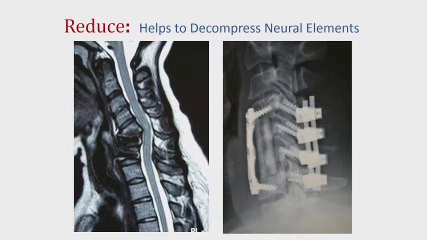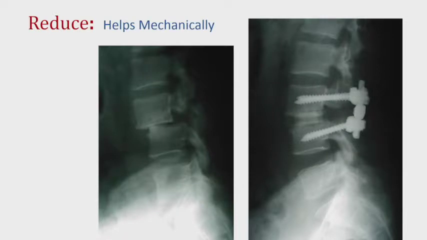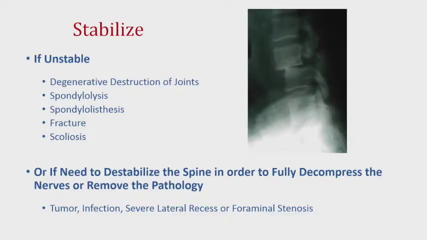You can reduce something, meaning put it back in place. Reduce it, can decompress things. That doesn't need a decompression. It needs to be put back in place. And you can help mechanically by putting something back in place. This guy has a grade 2 spondylolisthesis, bone on bone. He's way leaning forward, hanging over like that. You've got to get his head back under his pelvis, so reduction helps mechanically.